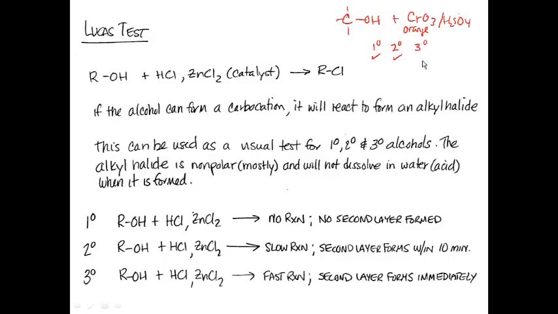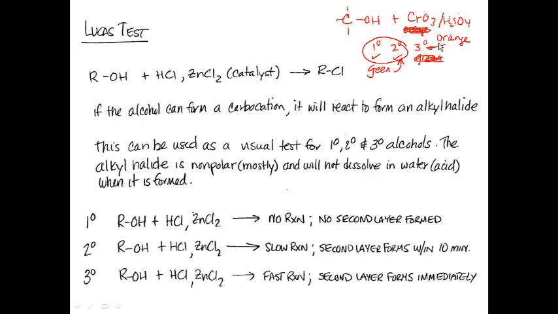If the solution stayed green, then that means, I'm sorry, what am I thinking? I did this backwards. If the solution turned green, then it was a primary or secondary alcohol. If the solution stayed orange, then it turned out to be a tertiary alcohol. The primary and secondary alcohols are oxidized, and the chromium 6 becomes chromium 3, which is green in color. If it's a tertiary alcohol, it can't be oxidized, and so that chromium remains orange.